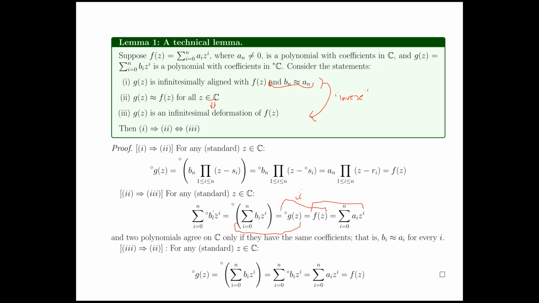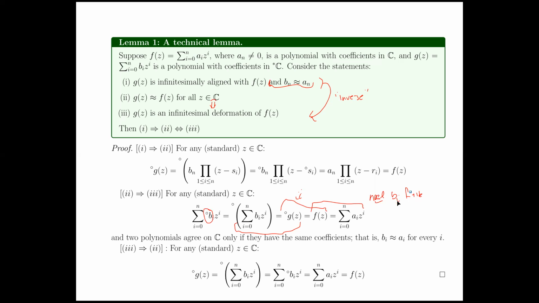Now, before I continue, I should say that there's a little bit of a caveat here. We need the fact that the B sub i's are finite to take the standard part. So it's not completely trivial. I really don't like annotating in this version of PDF. Okay, we need that the B sub i's are finite. And so what you need is something like, if you've got a non-standard polynomial which is finite for all standard Z, if you plug in something standard, you get something finite coming out, then the coefficients have to be finite.